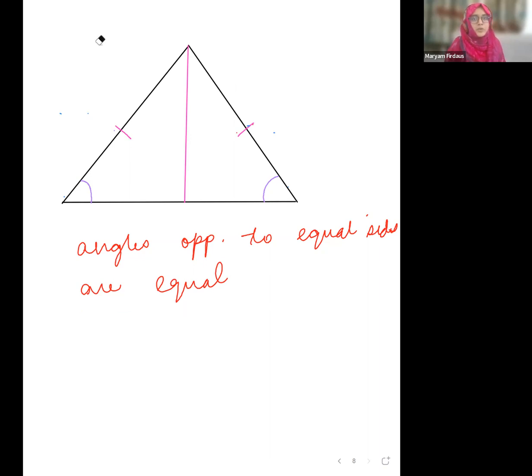Okay. So let's do a few questions from page number 123. Let's come to the try these. Find angle X in each figure.